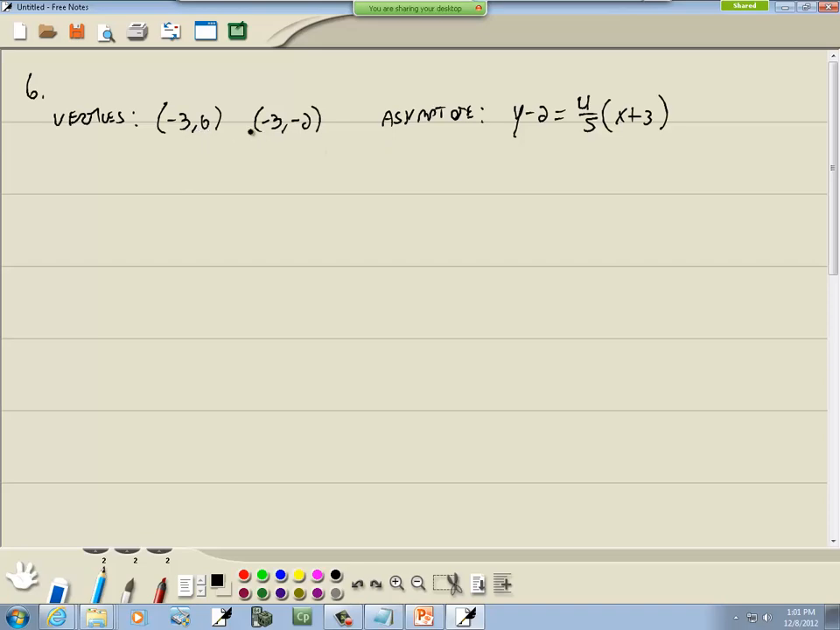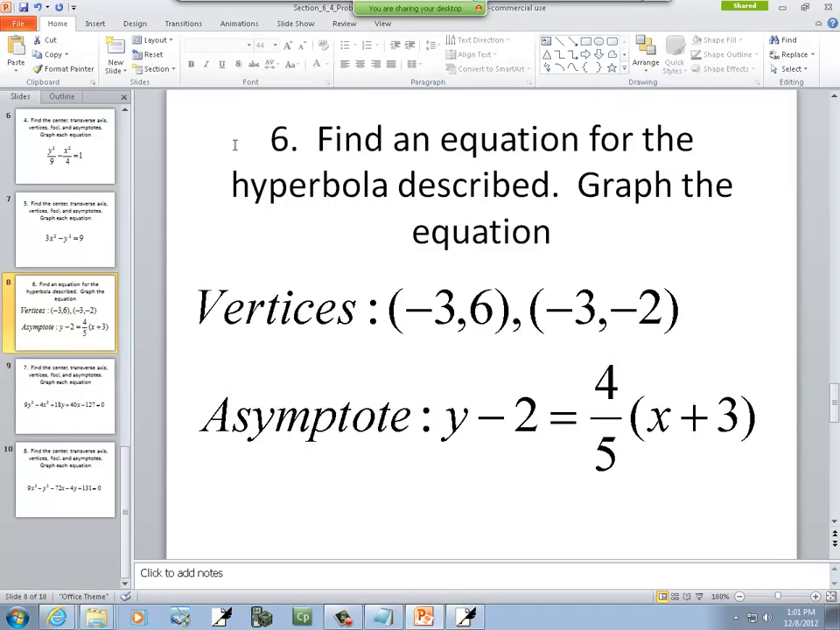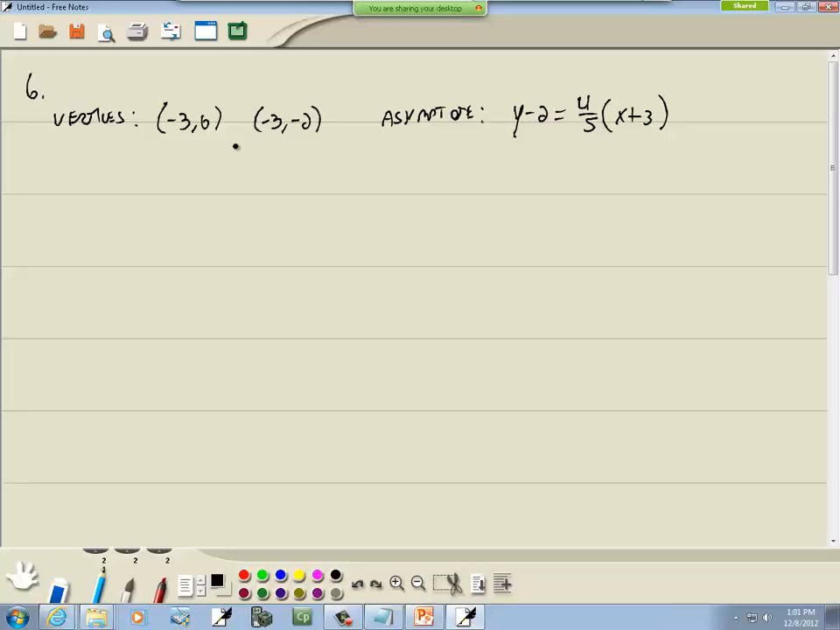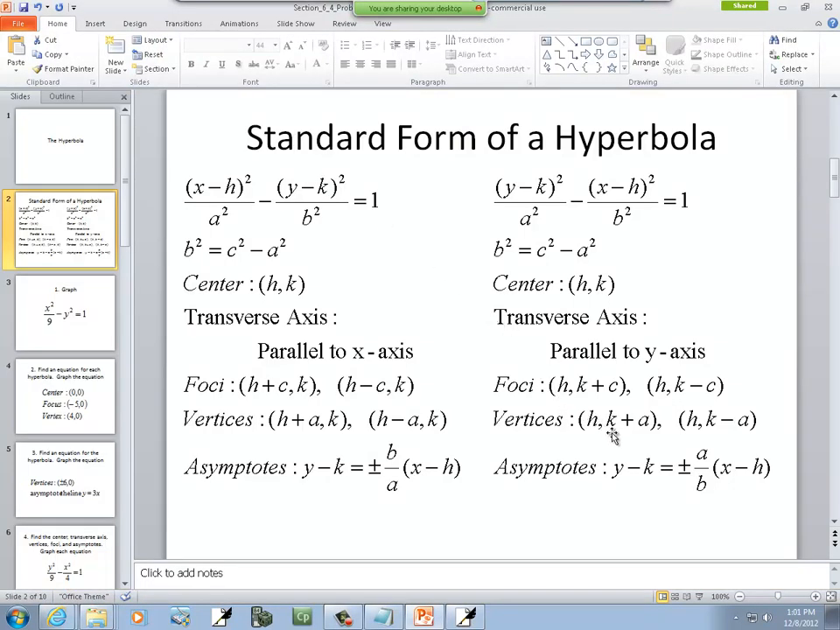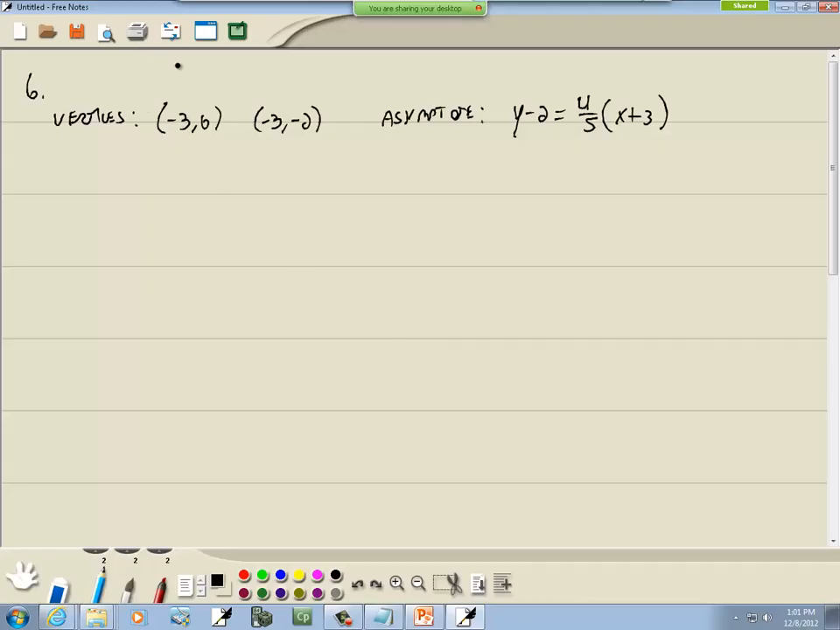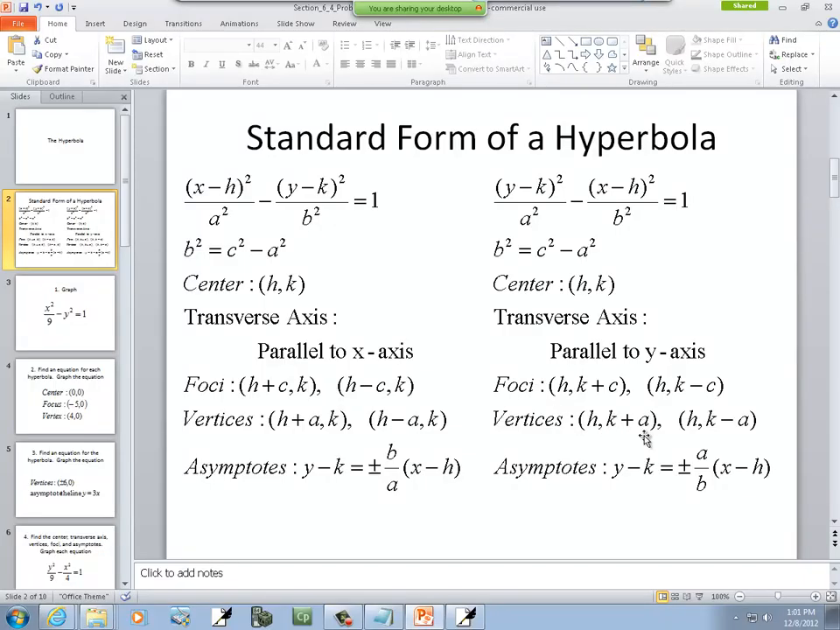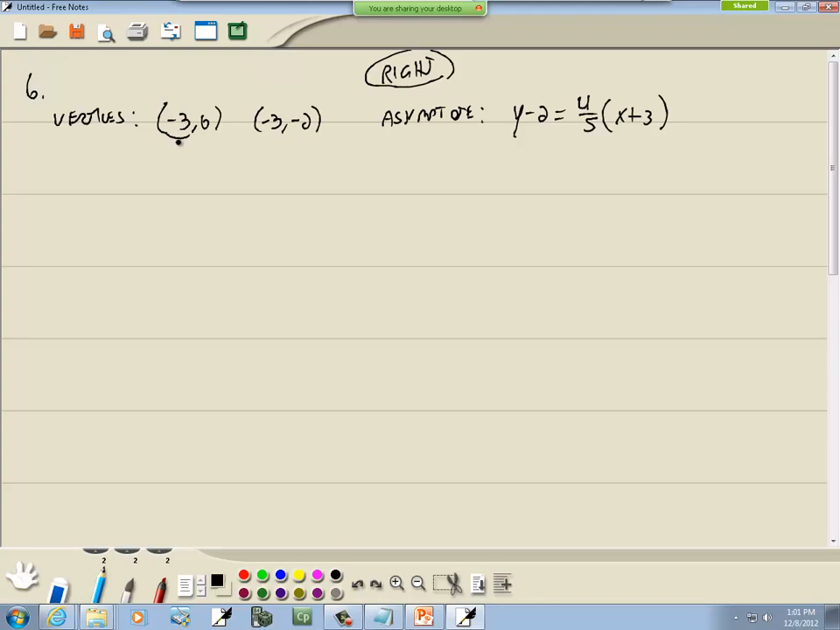Okay, let's look at our vertices first. Go look at our formulas. As I look at my vertices, I notice the x parts are the same. Vertices here are h, h. The x parts are the same. Over here, the y parts are the same for the vertices. So we're using the formula on the right side. So vertices are h, k plus a. This is going to be our h. So h is -3.